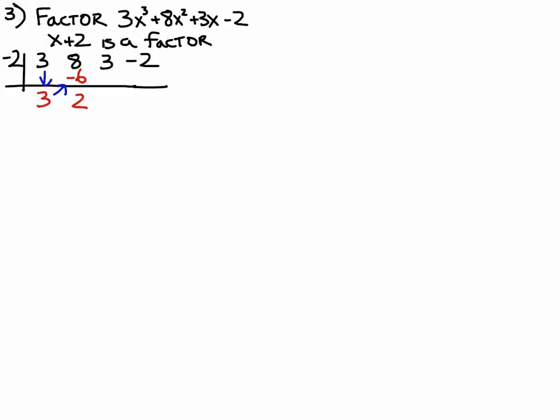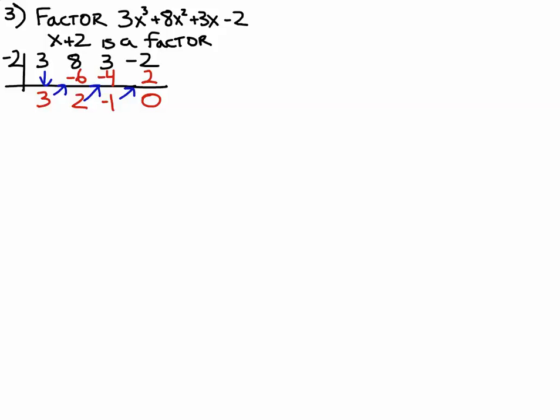As it goes to the next row, it multiplies by negative 2 to become negative 4. It adds to become negative 1. As it goes to the next row, it multiplies by negative 2 to become positive 2. And that adds to make 0.